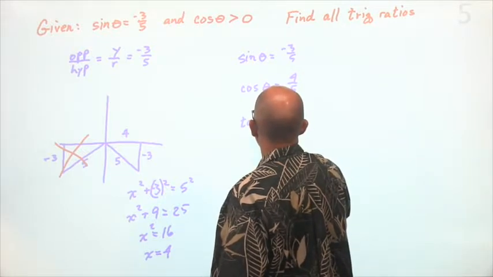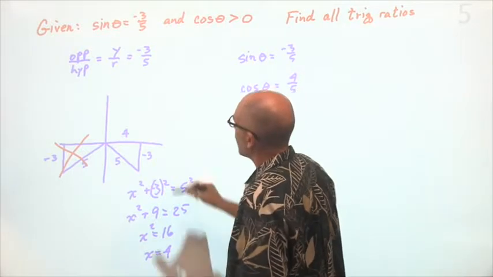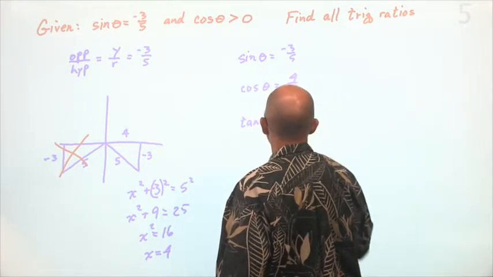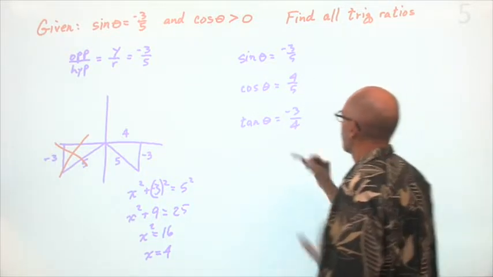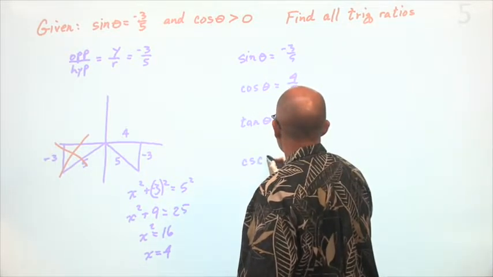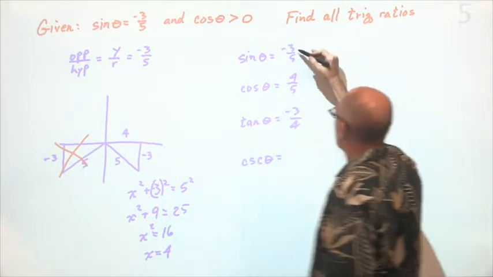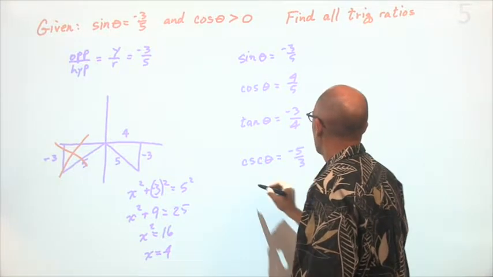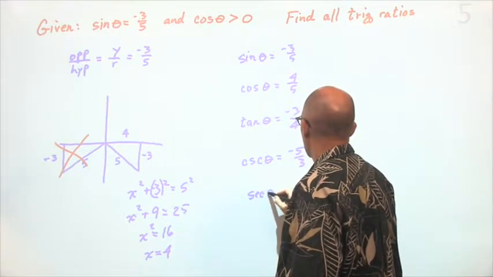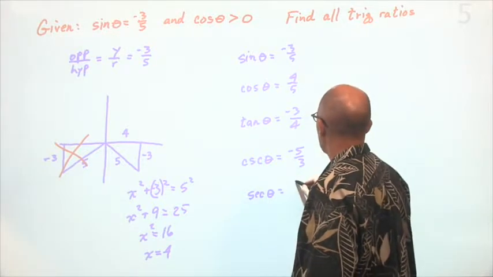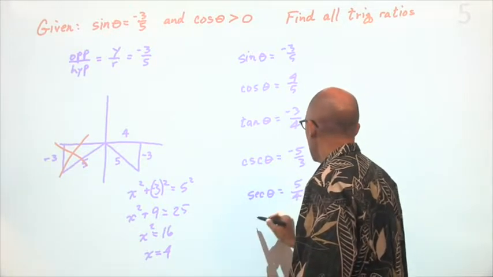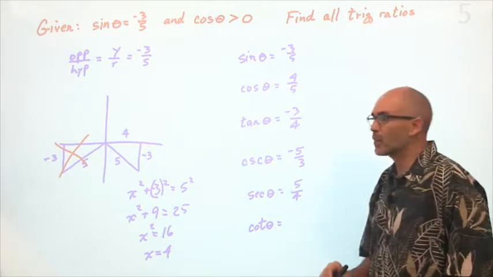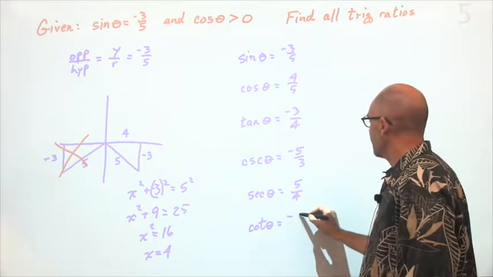Tangent theta is y over x, so negative 3 over 4. Now we'll do the reciprocal functions. Cosecant theta is a reciprocal of sine, so that makes negative 5/3. Secant theta, which is the reciprocal of cosine, becomes 5/4, and cotangent is a reciprocal of tangent, so that makes negative 4/3.